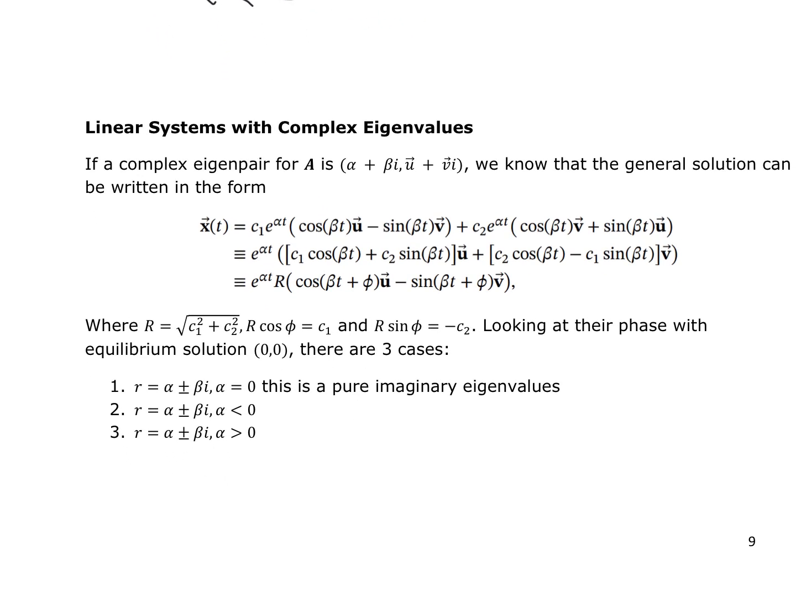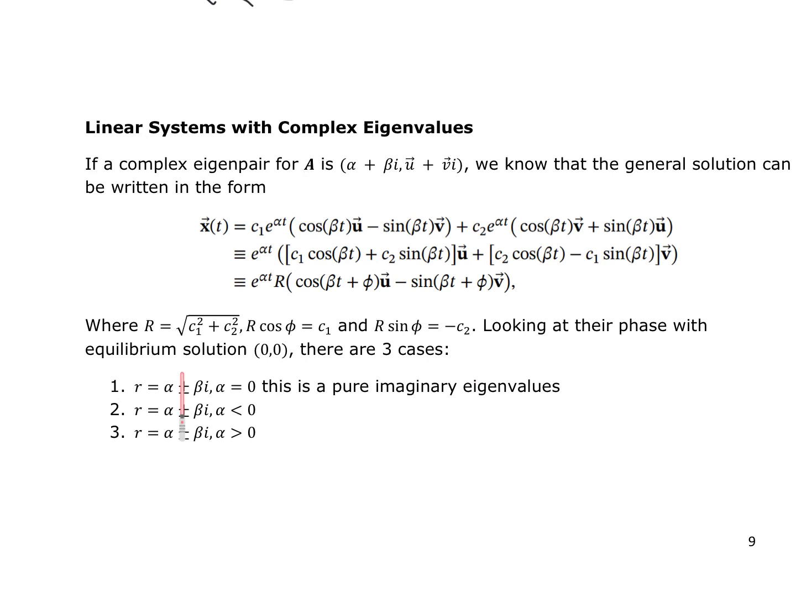If we have a complex eigenpair where I have alpha plus or minus beta i, then I have the vector u, and I have the vector v, then the general solution can be written in this form, which is nothing surprising. We wrote it in this form before. Now notice that we've cleaned this up slightly, and we said, wait a minute, what's going on here? We have this phi business, and this r. Well, r is the square root of c1 squared plus c2 squared. And r cosine phi is equal to c1, and r sine phi is equal to -c2.